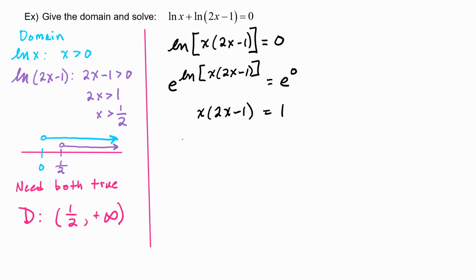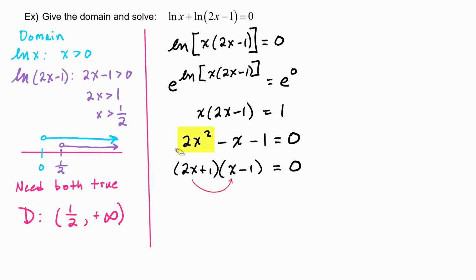Distributing, we get 2x squared minus x, and we're going to bring this 1 over to the left-hand side, so it becomes minus 1 equals 0. We can factor this left-hand side into 2x plus 1 times x minus 1 equals 0. Always double check your factoring.